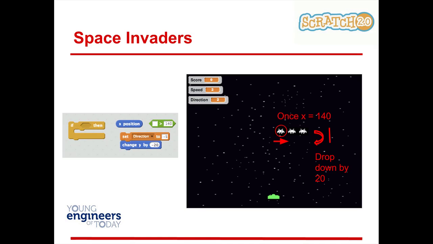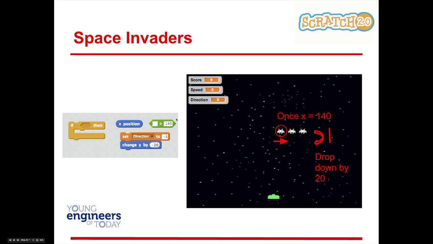Okay. Now, what we're going to do next is once X is equal to 140, I want it to drop down by 20. See, in the game, the aliens go across the screen and keep dropping down, coming after you as you start shooting this, okay? Also, it's a good idea in the beginning to have all your variables up so you can watch them and you can predict what's going to happen. Allows you to easier troubleshoot. Once you have a game that you're pretty happy with, your score might stay up there, but the speed and direction, you may hide that. User doesn't necessarily need to see that.